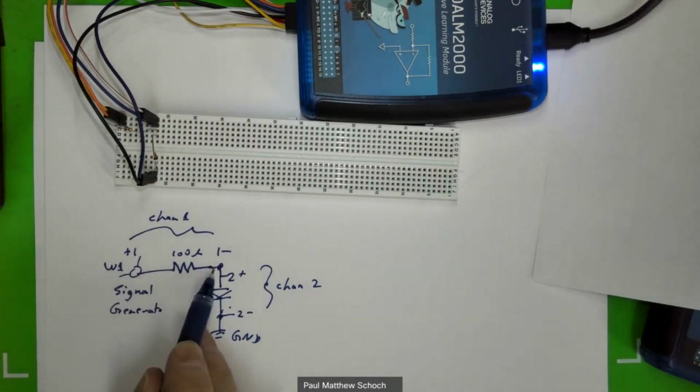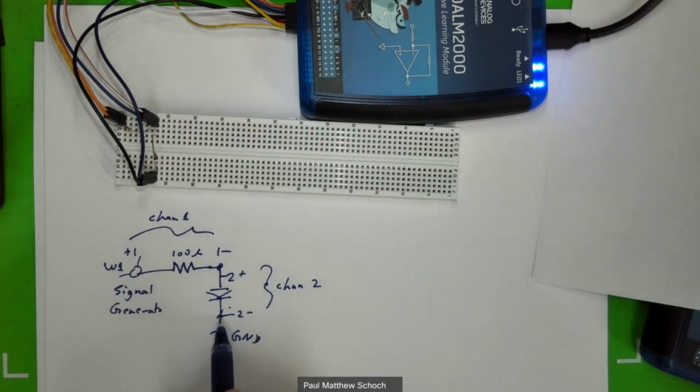Channel one is measuring the voltage across the 100 ohm resistor. Channel two is measuring the voltage across this diode. This is not a circuit you're actually going to use, but it's just an example of using a math channel.